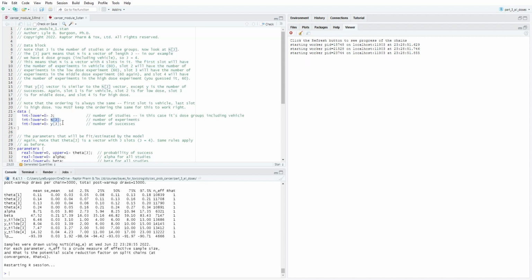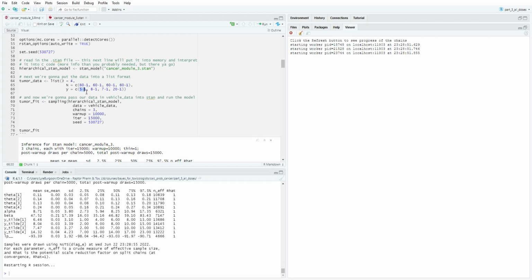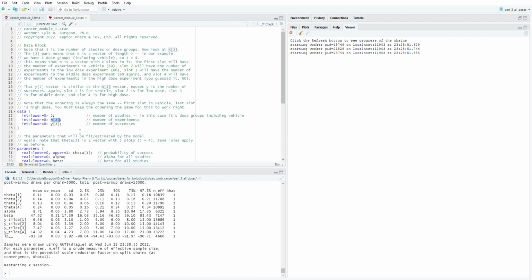You'll remember YJ now is going to be a vector similar to NJ. It's got 4 slots, except Y is the number of successes. Slot 1 is for vehicle, 2 is for low dose, 3 is for middle dose, 4 is for high dose. And coming back over here, we can see for vehicle, we had 5 successes. We had 8 here, 7 here, and 20 here. Again, we're subtracting 1 because of the silliness that Stan uses when it does binomial distributions. All right, so that's the data block.